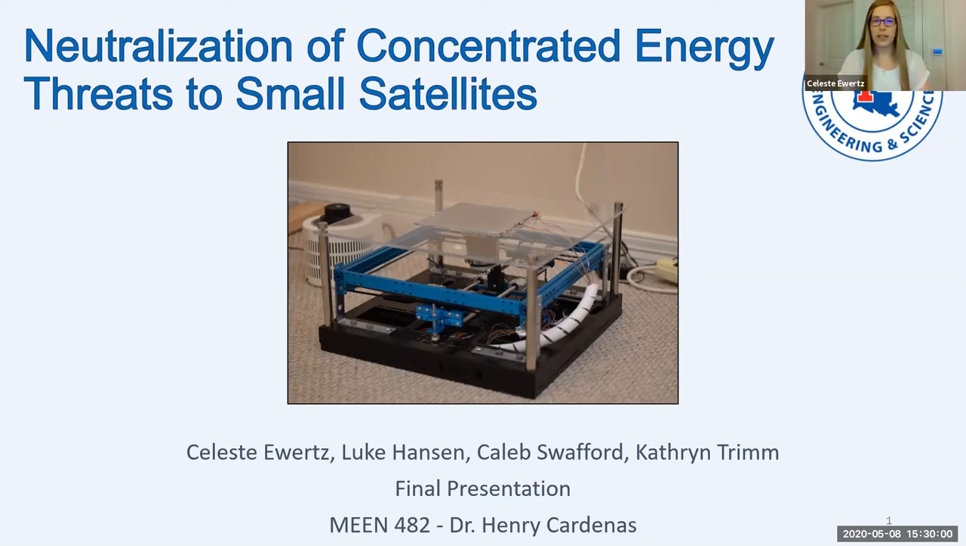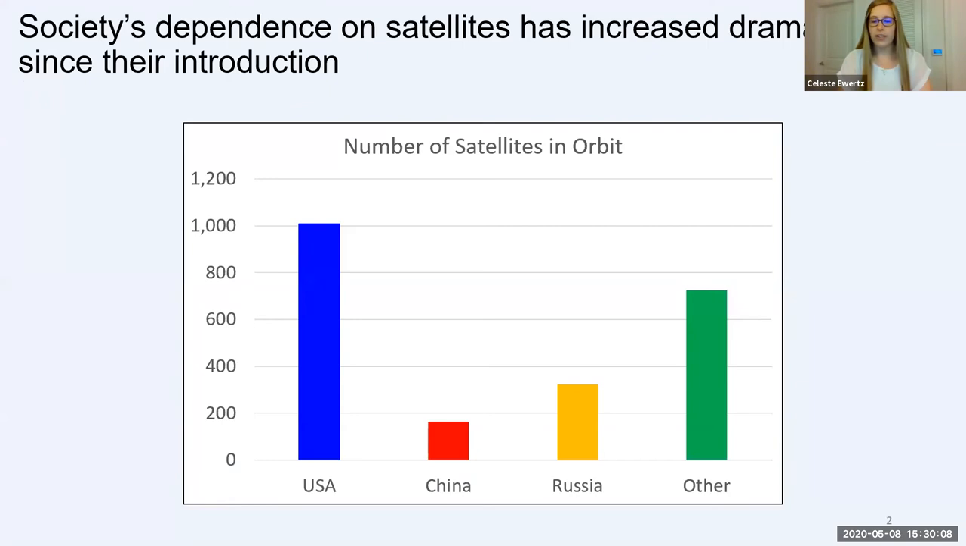And today we will be doing our final presentation on the neutralization of concentrated energy threats to small satellites. Since the very first satellite, Sputnik 1, was launched in 1957, the number of satellites in Earth's orbit has increased dramatically. As of 2019, there were over 2,000 satellites in Earth's orbit.